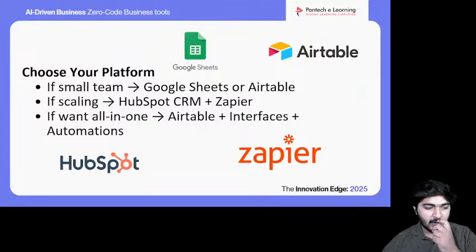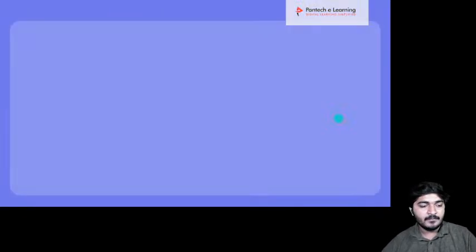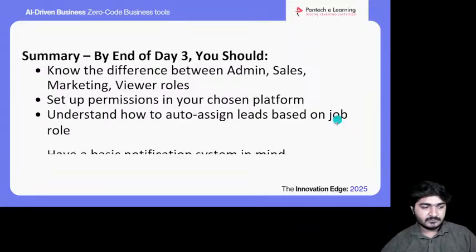For small work we'll use the Google Sheet or Airtable. If scaling at a medium level, we'll use HubSpot CRM and Zapier. And if you want all of it, it's big work, we're going to use Airtable plus interfaces plus automation. We're going to create a flow so that all those things can happen.